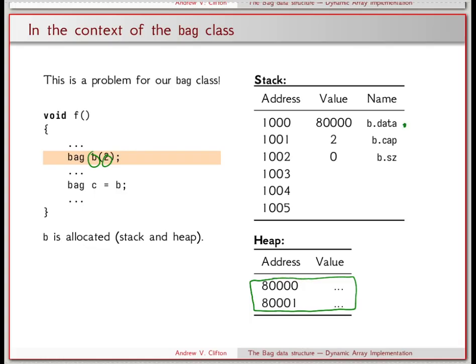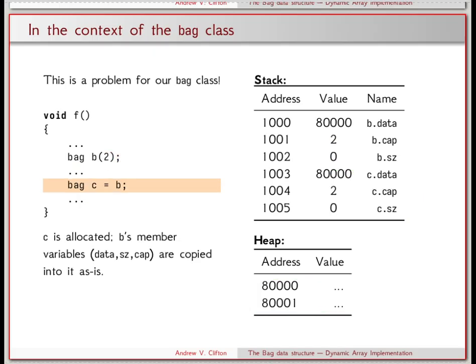And B's data points to that part of the heap there. My capacity is 2, and my size is 0. So at this point, B is fine. It's a small bag. It can only hold 2 things, but I can insert and erase into it, and everything's sort of fine there, right? But then when we create C as a copy of B, what's going to happen?